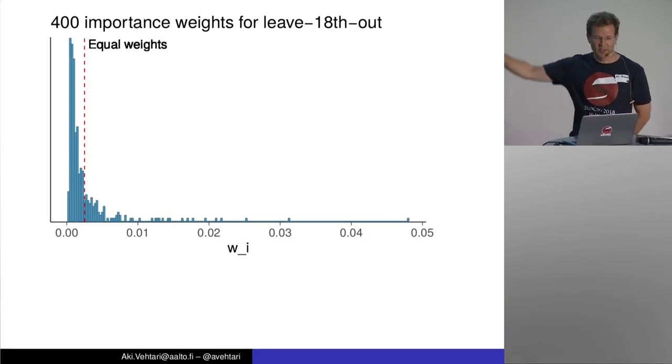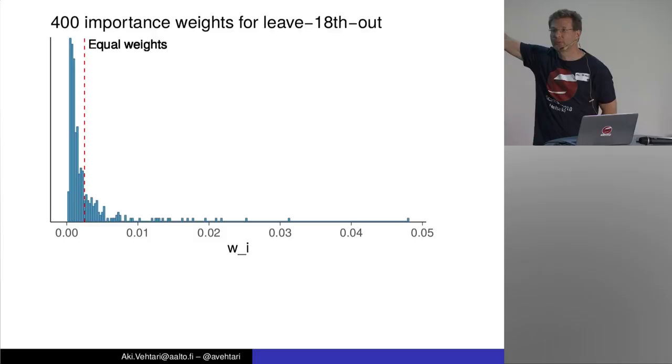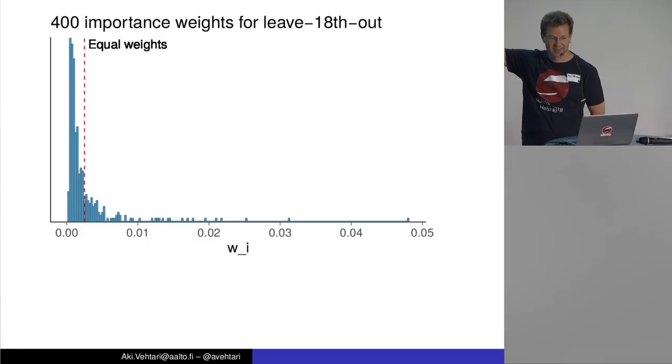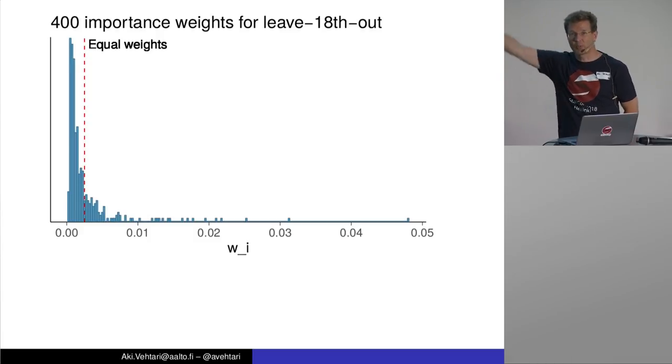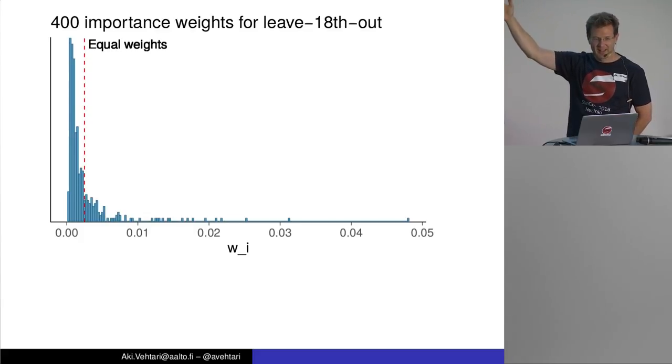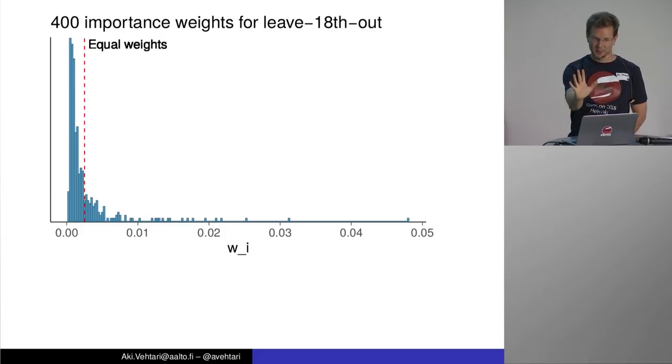And it means also that there are some posterior draws from the pooled posterior that get much bigger weight than the most. The red dashed line shows what would be the size of the weight if we would have equal weight, so that would correspond then to computing with the full posterior. And so some of the weights are now larger and some of them are smaller.